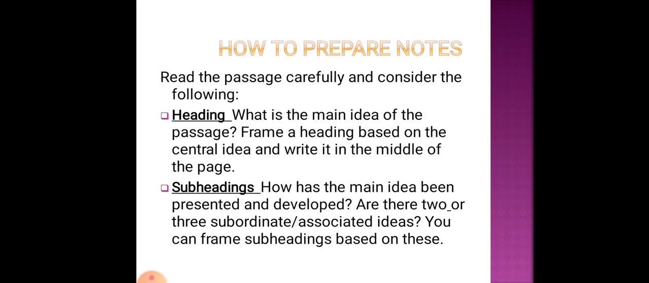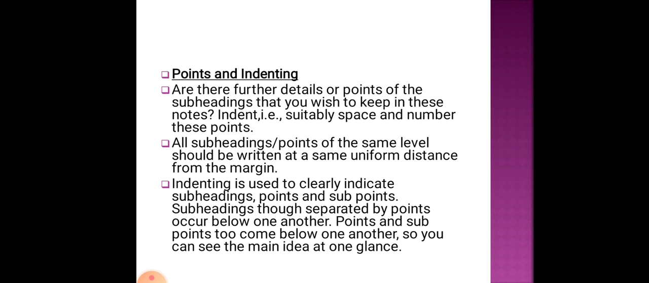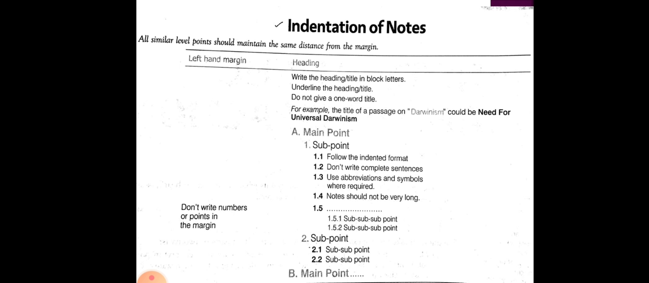Logical sequence of the subheadings and points is essential. The sequencing should be the same as in the passage. Indentation of notes, that is, all similar level points should be maintained at the same distance from the margin. You can see it in the slide. Write the heading or the title in block letters under the heading. Title, do not give a one word title. For example, the title of the passage is Darwinism, it could be Need for Universal Darwinism.